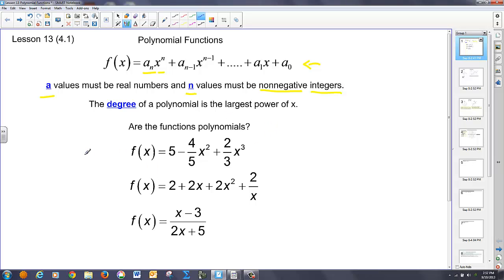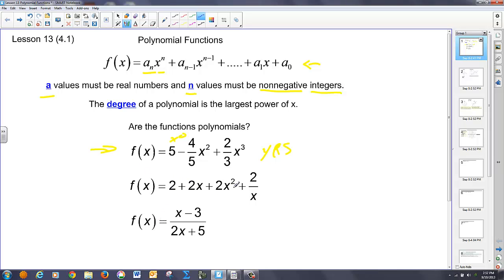So if I look at this first guy and ask, are these all polynomials? I look at that and say, well, are all my coefficients real numbers? They are. Are all my powers non-negative integers? 3, 2. This is actually x to the 0, and 0 is a non-negative integer. So this gives me a yes. That first one's a polynomial.